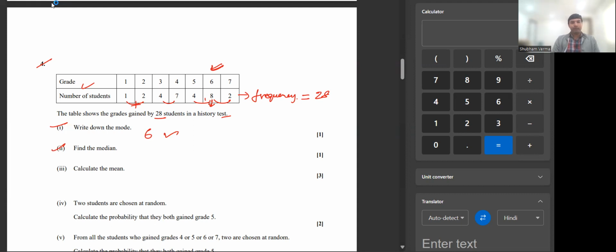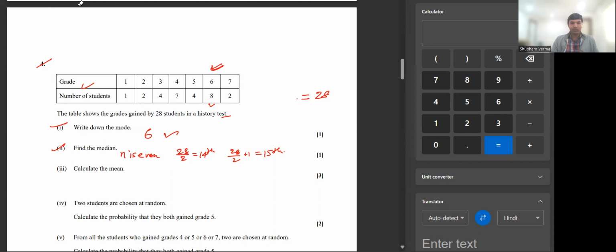Then second, find the median, right? So here the n value is 28. So n is even, right? So how do you find the median? 28 divided by 2, the 14th term, and 28 by 2 plus 1, which is the 15th term. Now here I have to use the concept of cumulative frequency. So what is cumulative frequency? We have to add them. Continuous addition of the frequency is cumulative frequency.